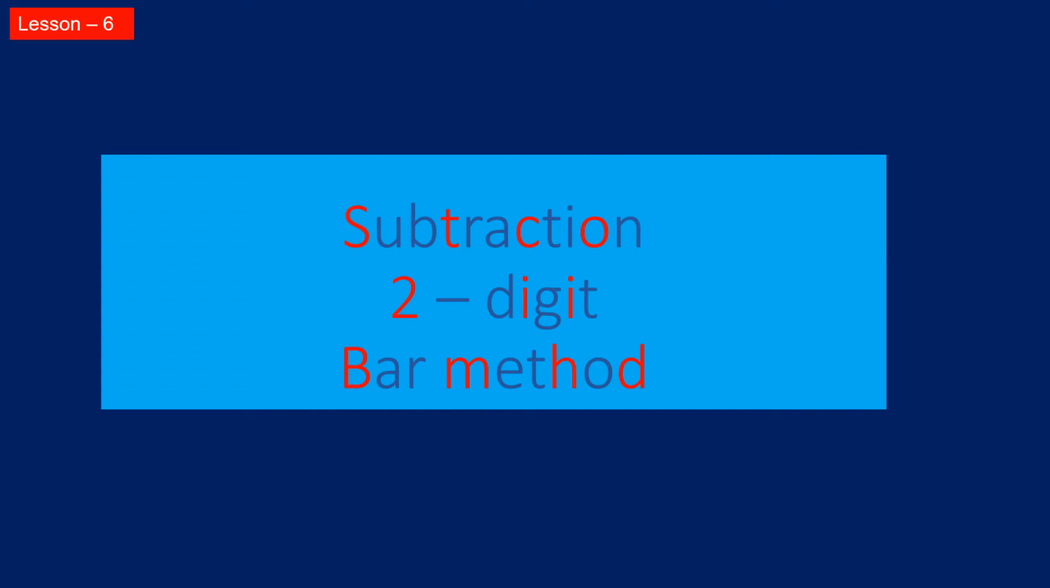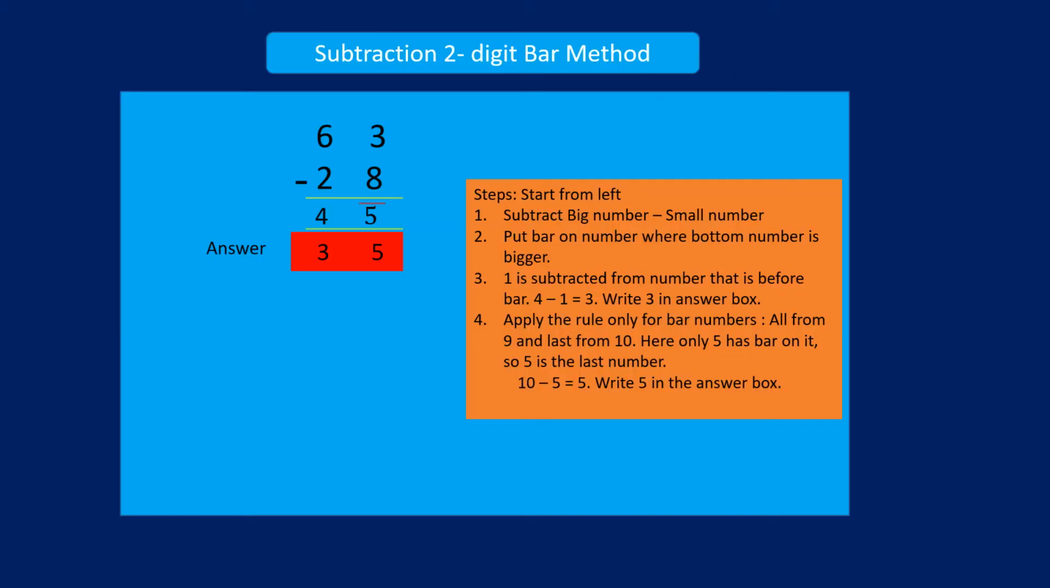Let us learn subtraction of two-digit numbers. This method is called the bar method. Let's see how this method works. Let's take an example: 63 minus 28.